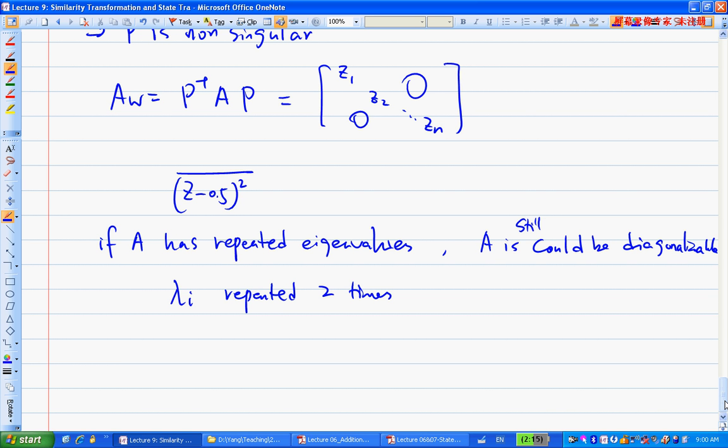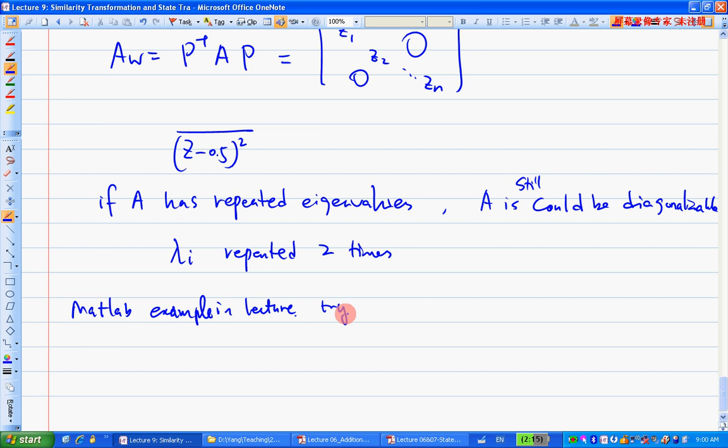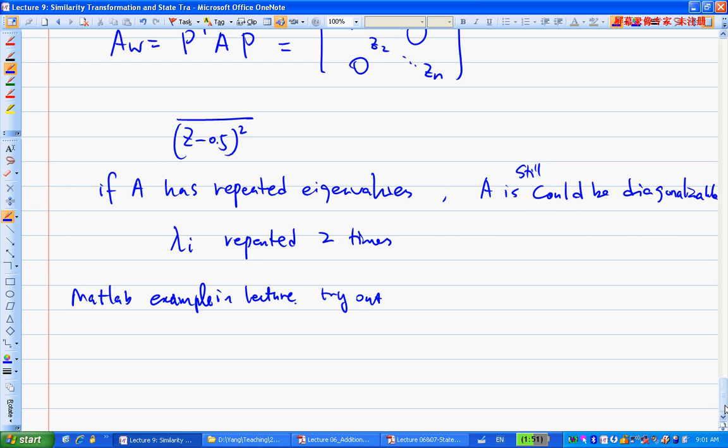I want you to take a look at one of the MATLAB examples in the lecture notes. Just try it out yourself, try out the commands. All right, so now let's get on to another topic. Actually, I'll give you one A matrix here. Let you try this one.